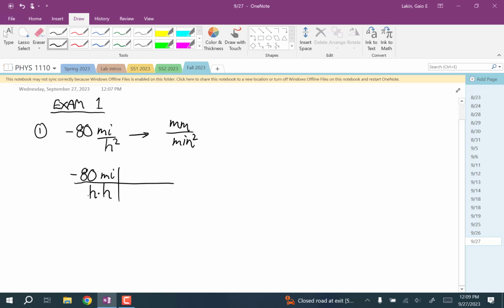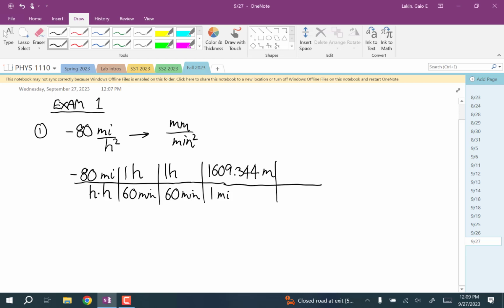Since we have 2 hours in the denominator, we have to do the conversion of each of those. So 1 hour is 60 minutes. And you have to do that twice to cancel both of those 2 hours that we started with. And then 1 mile is 1609 meters. Okay, so now if you did all the cancellations, you're in units of meters per minute squared, okay?